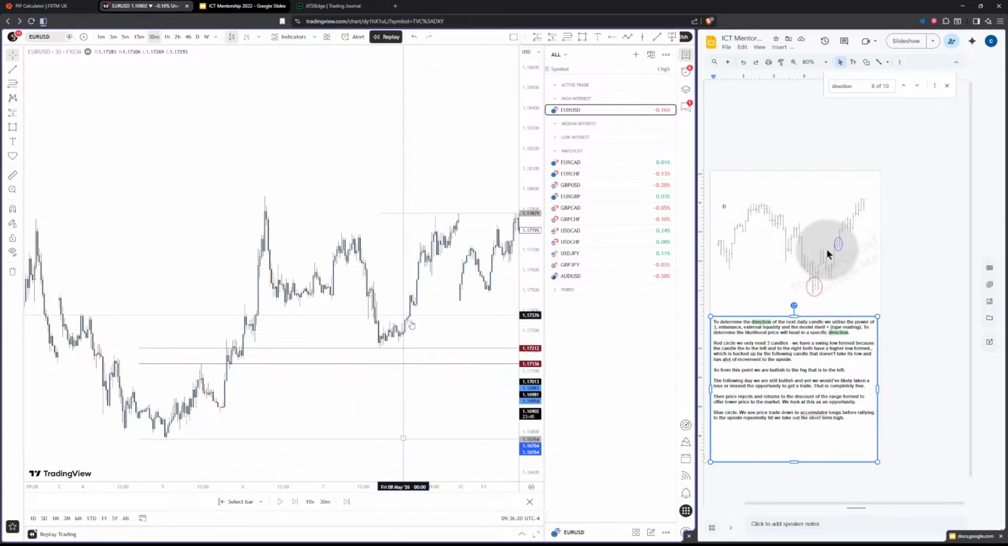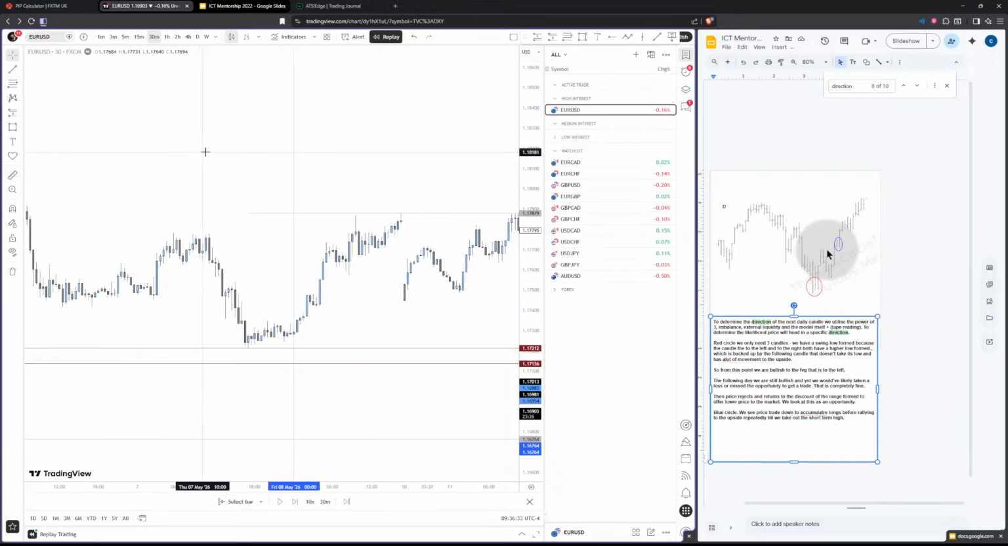So I would have probably thought, okay, there's an imbalance here. We're right next to it. I think we'll come to touch it. We did not, in fact, come down. So maybe I would have thought this is the Judas swing. So we have midnight open over here.